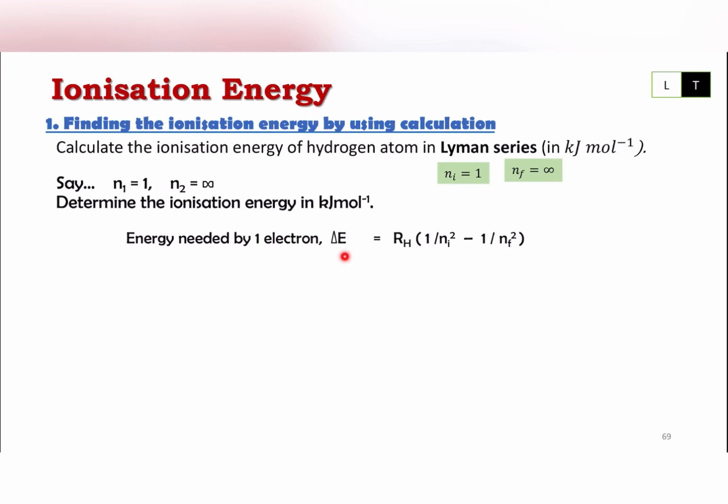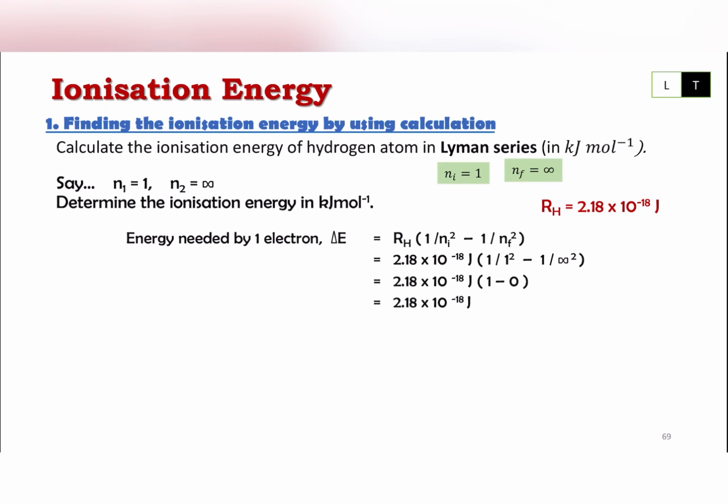So this is the formula that you are going to use based on the Rydberg constant. And you know that the value for RH here is 2.18 × 10^-18 joule. So I'm going to put the value for the Rydberg constant, the value for my n initial and my n final. I will have the value for this to be 1 minus 0, so 0 is for 1 over infinity squared. Hence, the value for the energy needed by 1 electron is the same value as the Rydberg constant. So this is the energy for 1 electron.